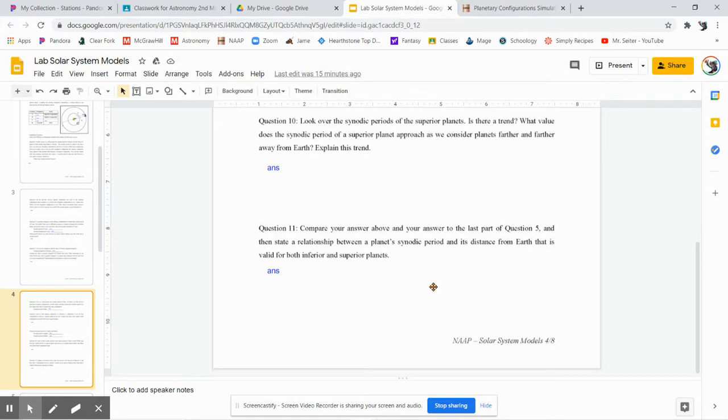Compare your answers above and your answer to the last part of question 5. And then state a relationship between a planet's synodic period and its distance from Earth that is valid for both inferior and superior planets. So you're looking at the Earth now, and you're going to have to tie inferior and superior planets together to get an answer here. All right. Again, sentence form. I want a nice sentence.